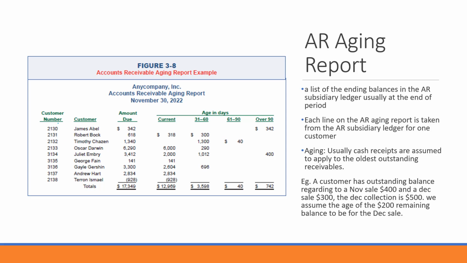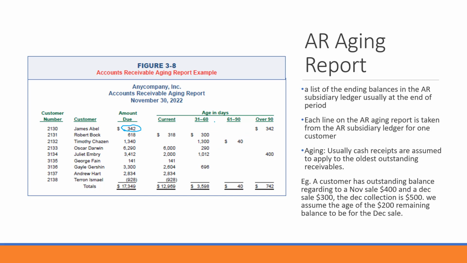So you can see here that we have customer number, customer names, and this 330.42 here is the total outstanding balance for this customer, James Abel. And then for all this outstanding amount, we're going to classify it into current, 31 to 60 days, 61 to 90 days, and over 90 days. So for these 4 columns, this is called aging, usually cash receipt.